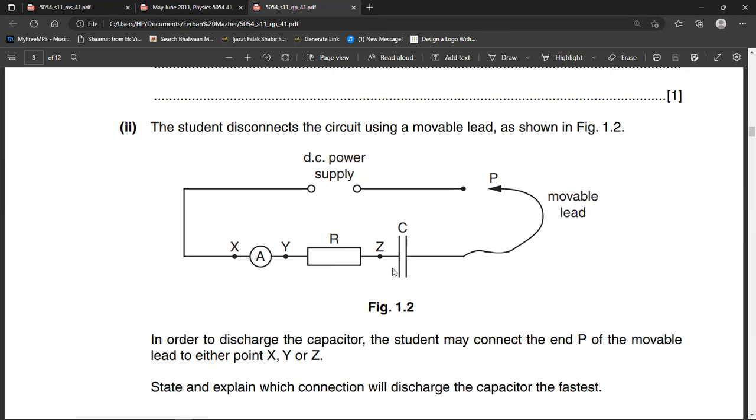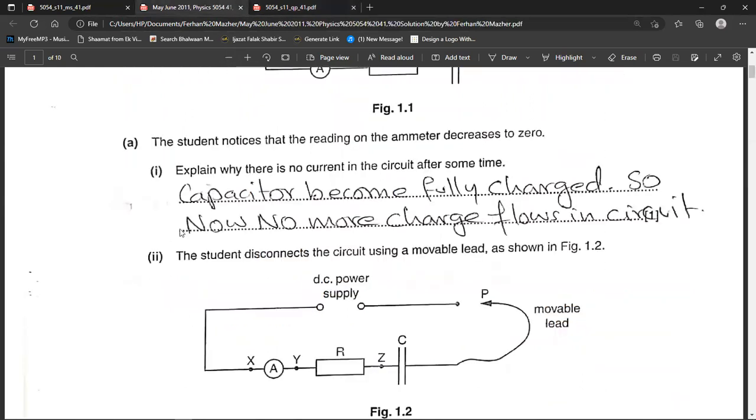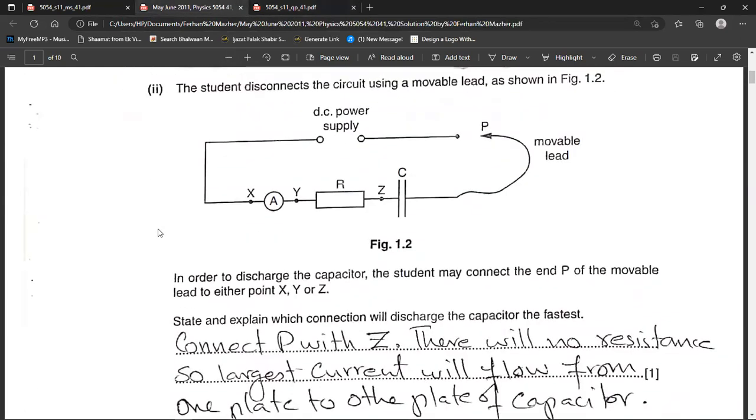But if you connect it at Z, this plate through this wire will be connected with Z, so there will be no resistance. When there is no resistance, a large amount of charge will flow in a very short time. So the capacitor will be discharged very quickly. So my guess is to connect P at the point Z, then the resistance of this path will be very small, and this will happen very quickly.